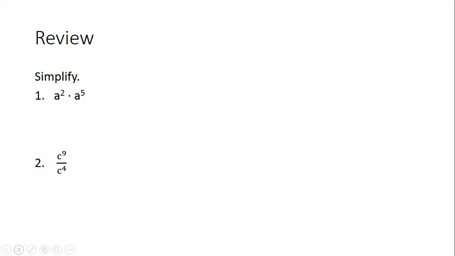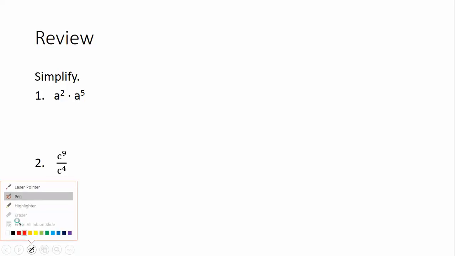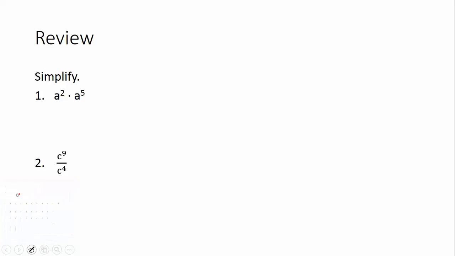So in number 1 we have 8 to the second times 8 to the fifth. What we'll do here is, because we have the same base, we add the exponents. So this becomes 8 to the 7th. Can't do any further simplifying, so that's our answer.